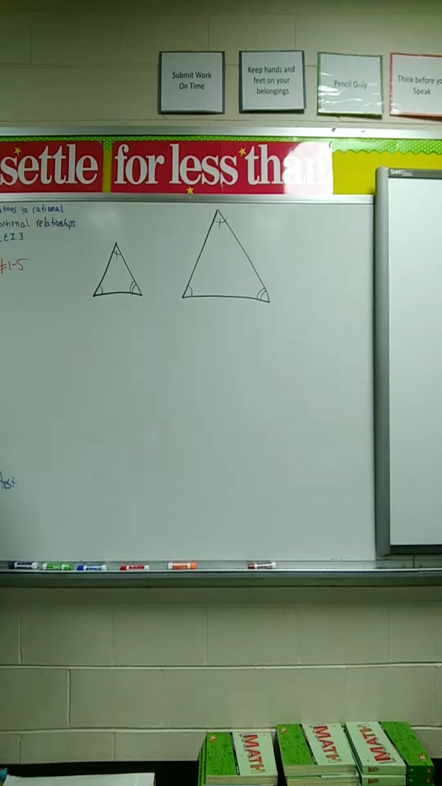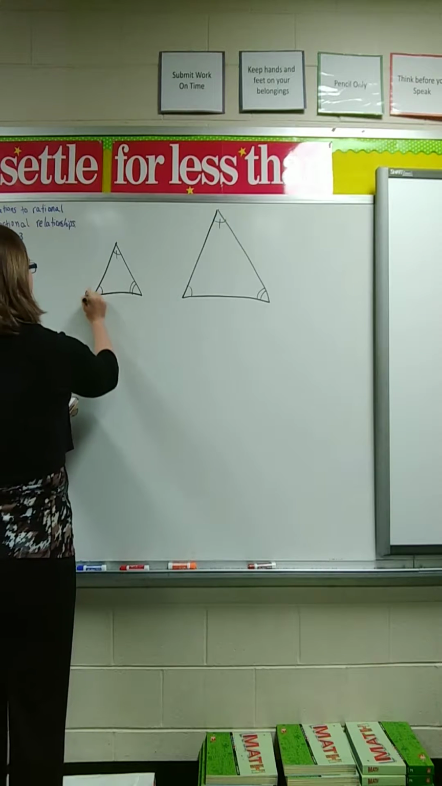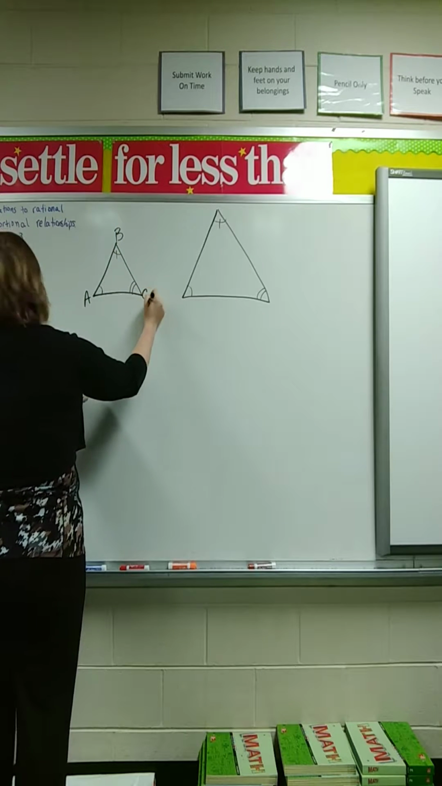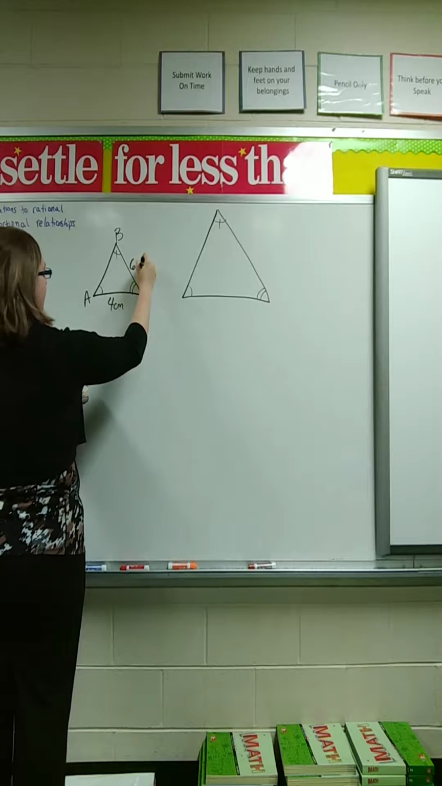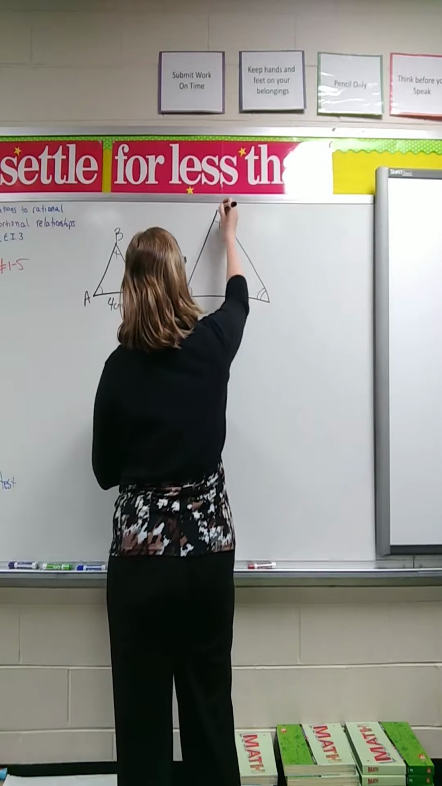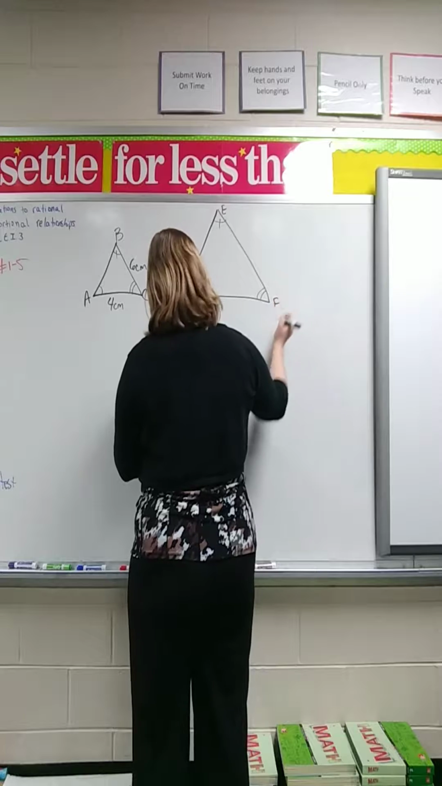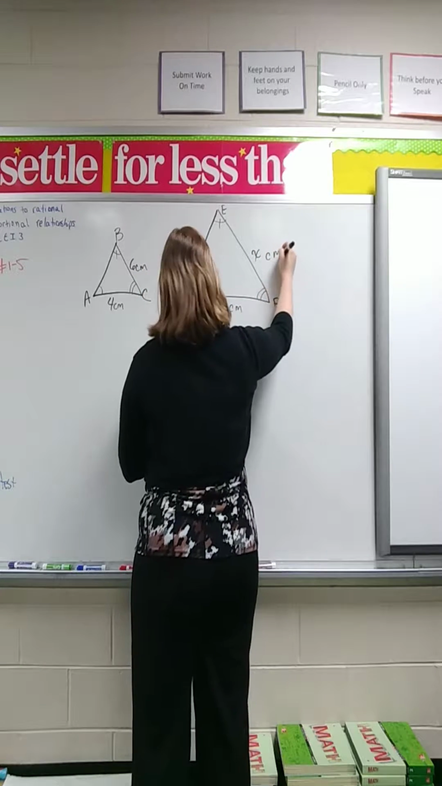We can find missing side lengths of similar figures by using proportions. So, I want to make sure that I get the notation the same as in the book. We have triangle ABC, which has side lengths of 4 centimeters and 6 centimeters. And then we have triangle DEF, which has side lengths of 12 centimeters and x centimeters.